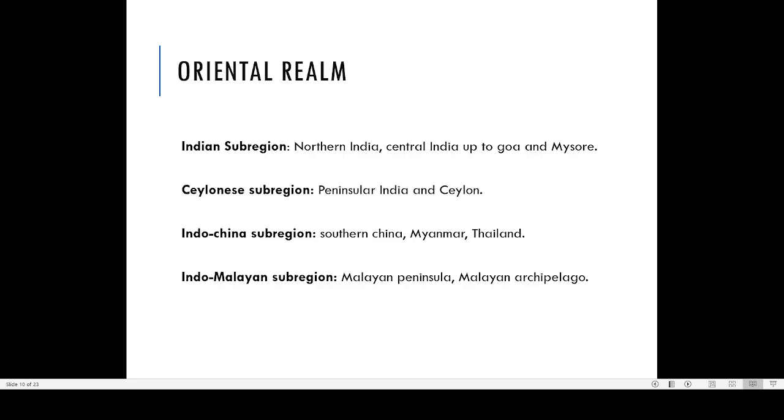Then finally, the Indo-Malayan sub-region mainly consists of the Malayan peninsula, the Malayan mainland, which is connected with the other continent, and the Malayan archipelago, the group of islands present near Malaysia. There are thousands of islands, maybe in Indonesia more than 10,000 islands. So all these islands in the Malaysian region are known as the Malayan archipelago, and the Malayan land which is connected with the Asian continent is known as the Malayan peninsula.